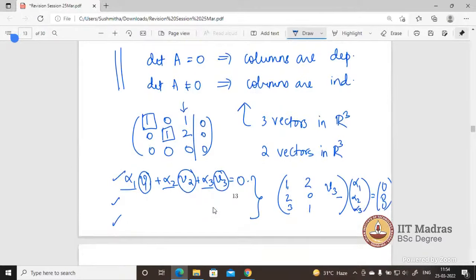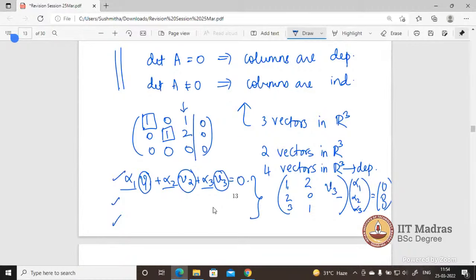Okay. So what if I had 4 vectors in R3? One vector is a linear combination of the others. So this is always dependent, right? Always dependent, because you know the concept of a basis. I know the dimension of R3 is 3. So any set with more than 3 vectors is dependent, right?